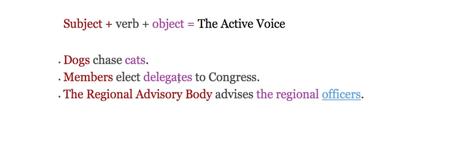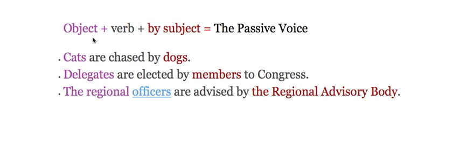What happens though if we put the object at the beginning of the sentence? Well, let's have a look. Here the word order becomes object plus verb plus by subject, and we call this the passive voice. So objects are chased by subjects.